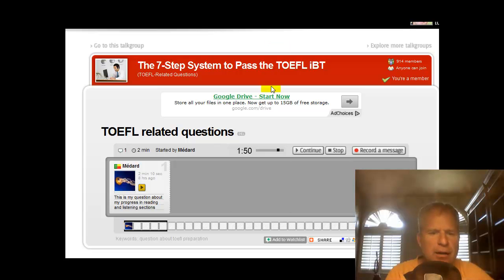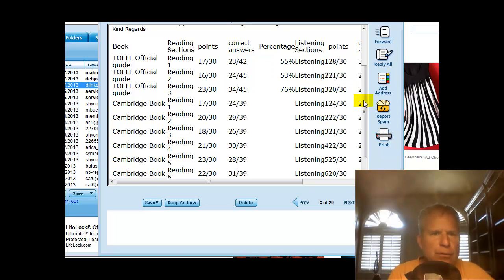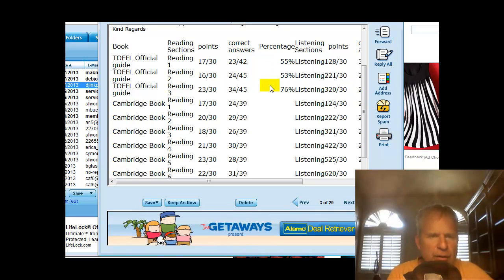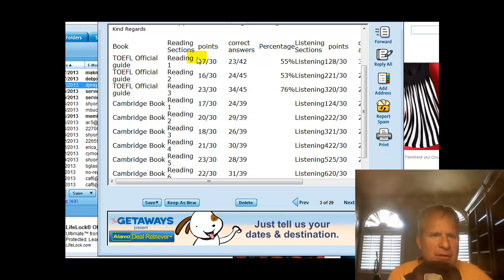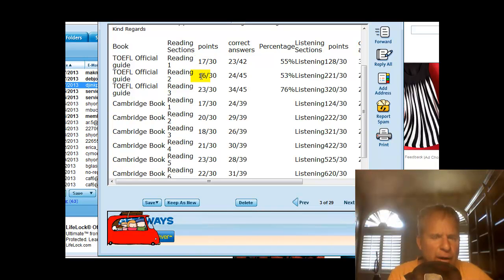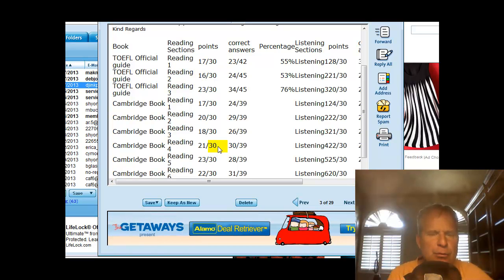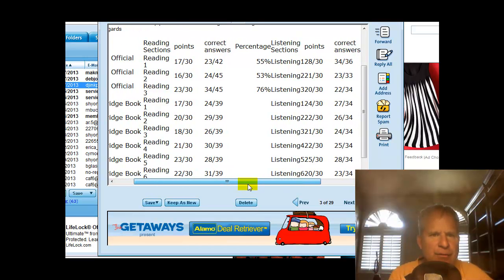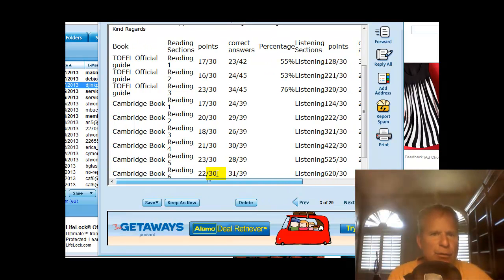So if I'm looking at it correctly, okay, here we go. So the official guide to the TOEFL on the reading, you had 17 points, 16 points, and 23 points. Boy, that's a big turnaround. So you went from 23 out of 42 to 24 out of 45 to 34 out of 45, which puts you between 55 and 76%. So the third one that you took was much better than the others, right?